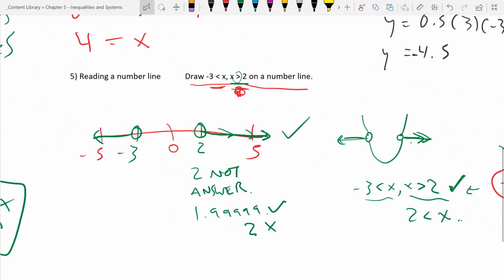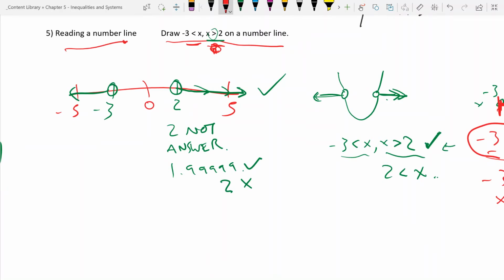So that's how you set up a basic inequality like that when you look at a number line, trying to turn it into this kind of inequality, or vice versa.